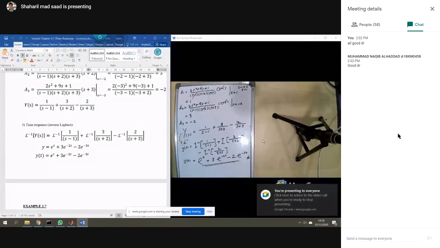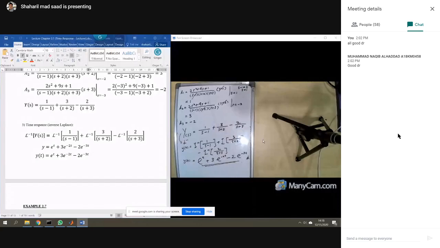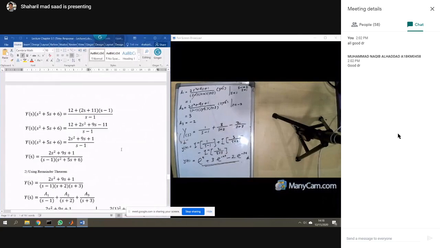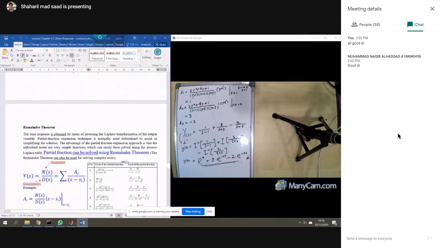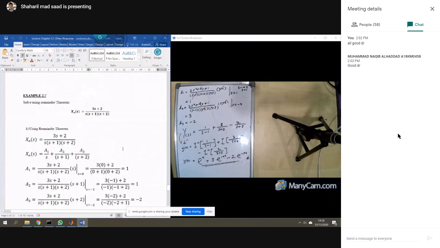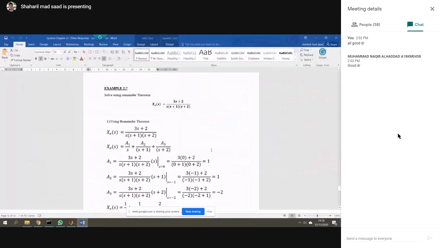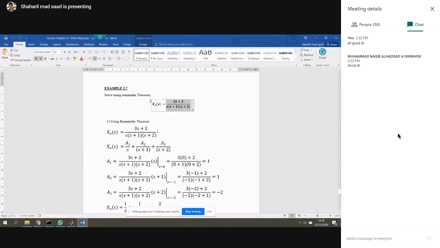Okay, good. So this is how you apply the remainder theorem. Okay, remainder theorem. Alright. Okay, and then the next example is the same thing, right? It gives you this one, so you can use the remainder theorem. Okay, so you can factorize it first.